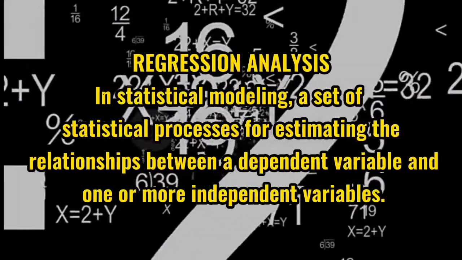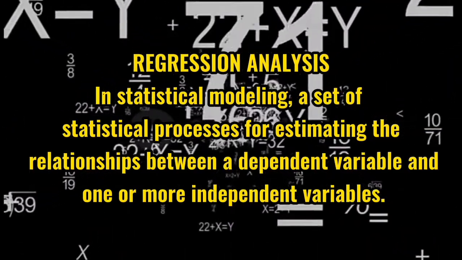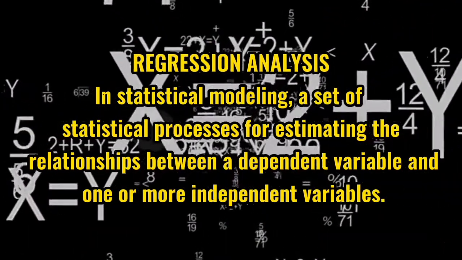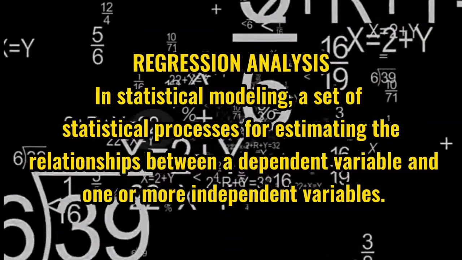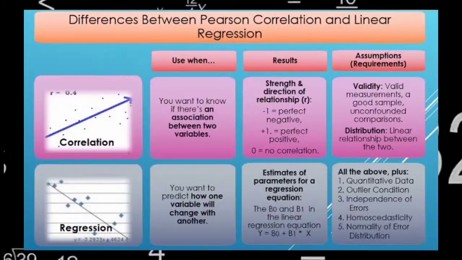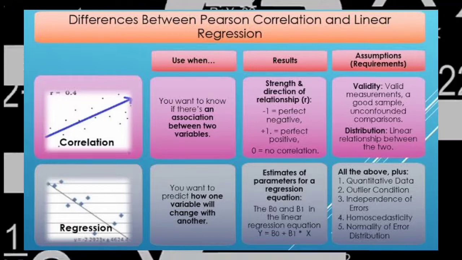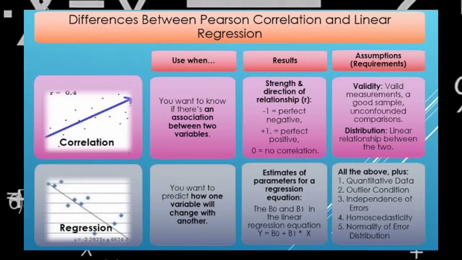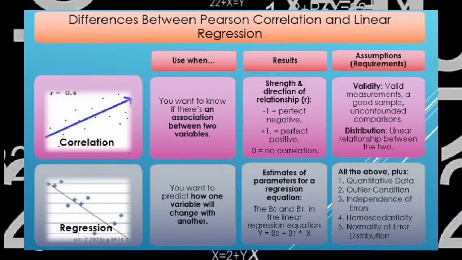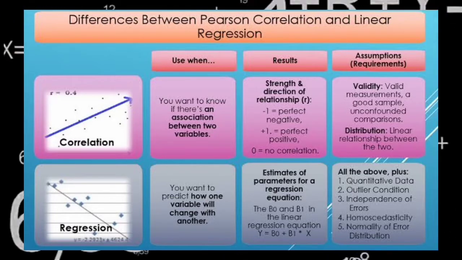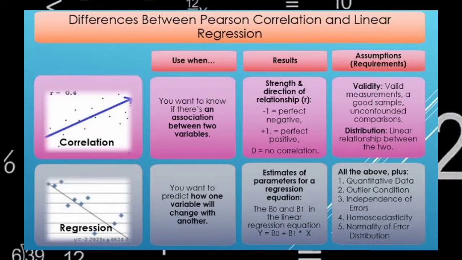Regression analysis is a statistical modeling, a set of statistical processes for estimating the relationships between a dependent variable and one or more independent variables. Based on what I learned from module 4, regression is the Euler equation y, whereas correlation is a single step. Correlation depicts the relationship between the two variables, whereas regression reveals how one influences the other.